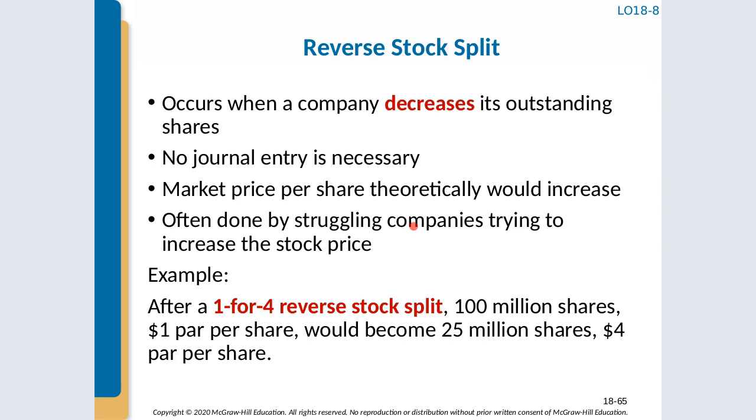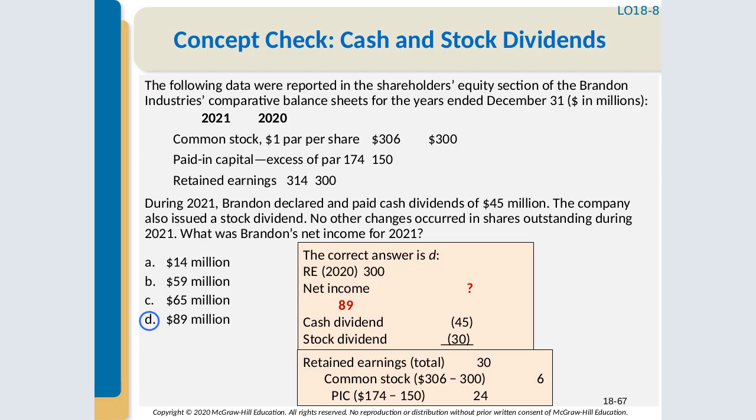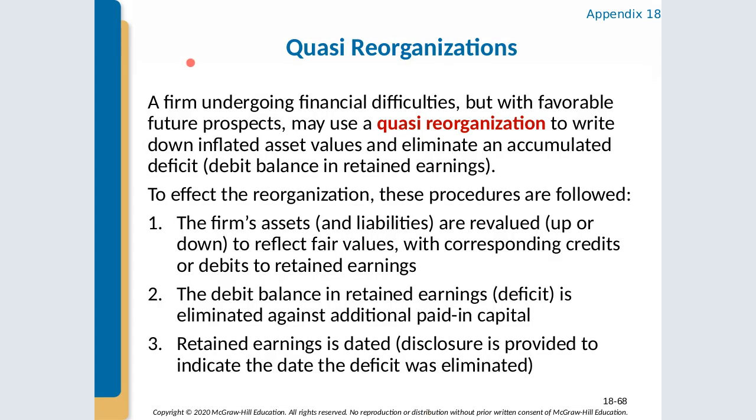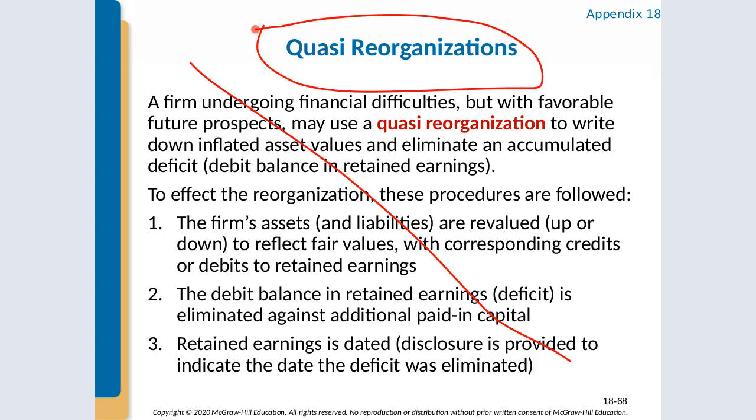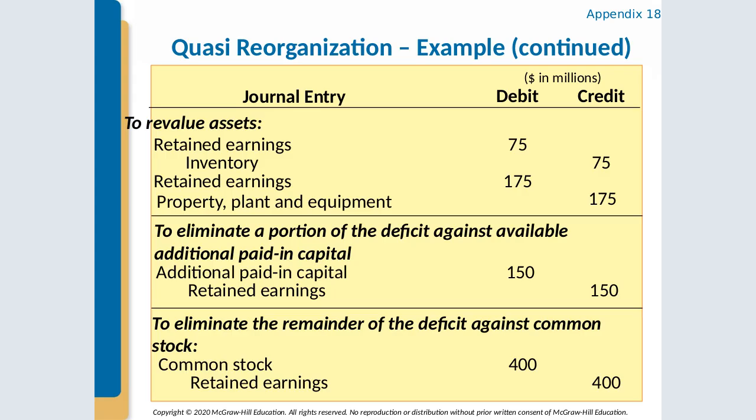Don't worry about the reverse stock split. Don't worry about fractional shares. Don't worry about quasi reorganizations. A quasi reorganization is kind of like hitting the reset button. It's a company that's been in trouble. They have a deficit in retained earnings and they want to start over, and they have that capability. They still have a chance to make it. Therefore, they can elect to do a quasi reorganization. But this is just FYI. We don't need to worry about this. Our lives are complicated enough. So no quasi reorganization.